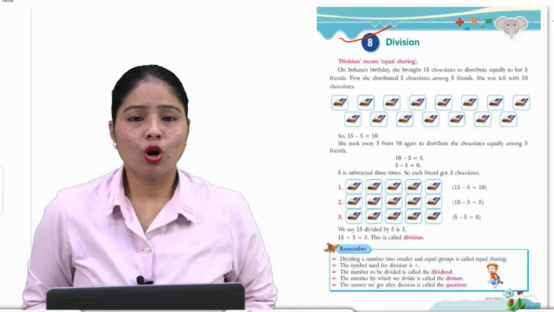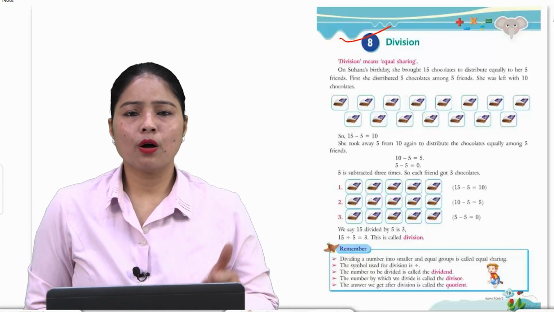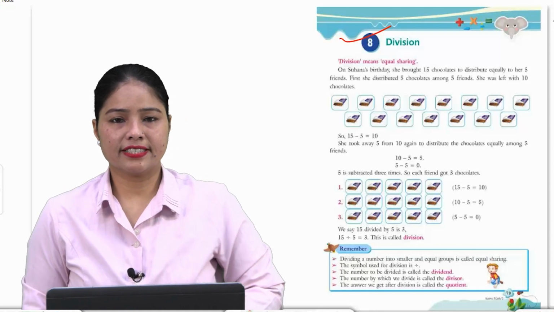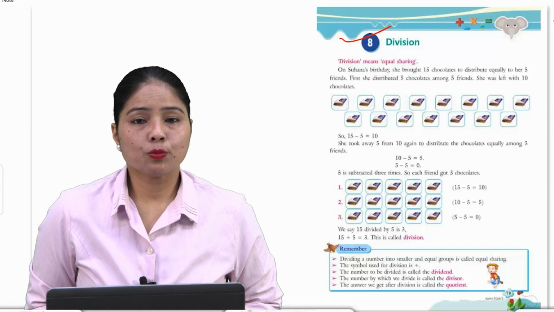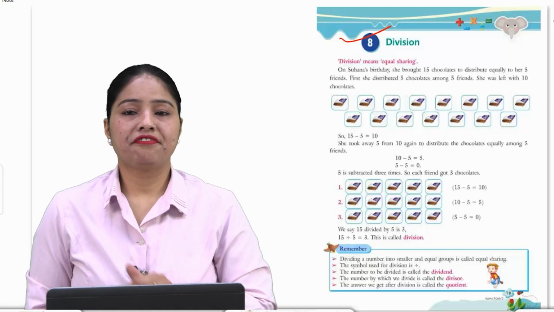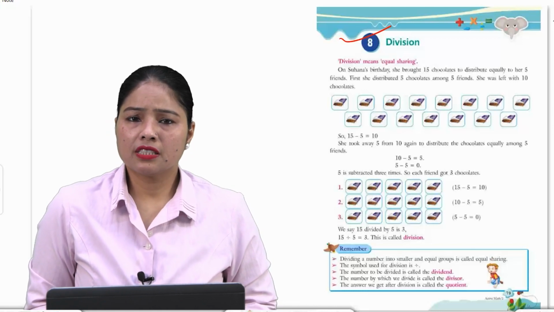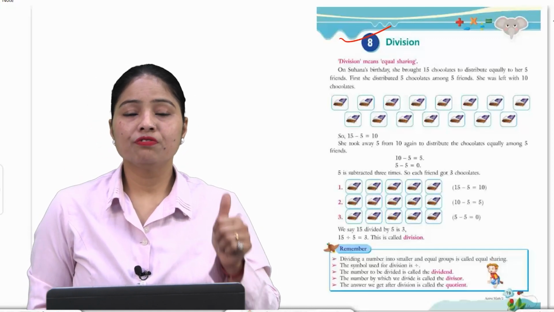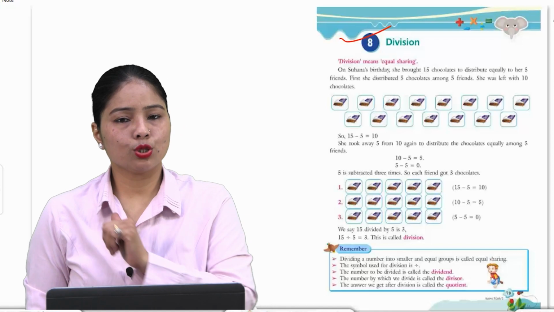Okay बेटा? On Suhana's birthday, she bought 15 chocolates to distribute equally to her 5 friends. First, she distributed 5 chocolates among 5 friends. She was left with 10 chocolates. So, here are pictures of chocolates. So, 15 minus 5 is equal to 10.